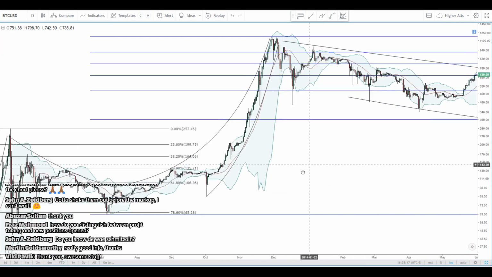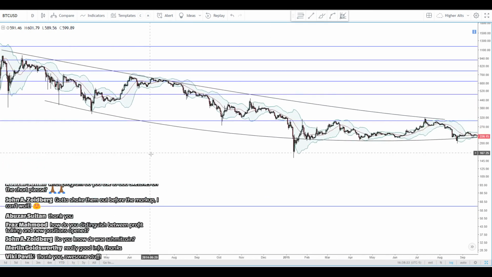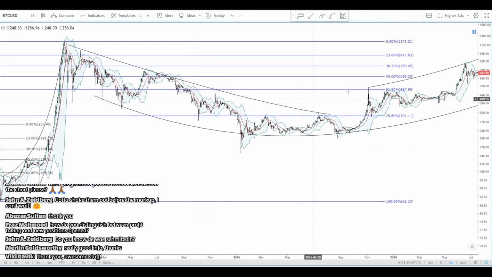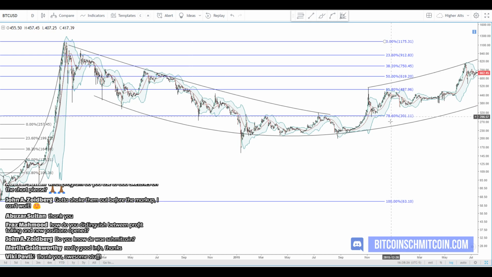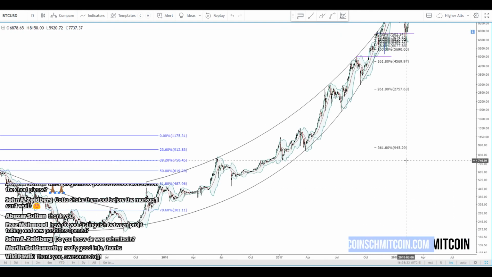So we've got a history of doing that sort of activity where it breaks to the 61, bounces up to the 50, breaks to the 61, bounces up to the 50, and then goes down to the 78. And this even went below it. But in our case, so keep this in mind.